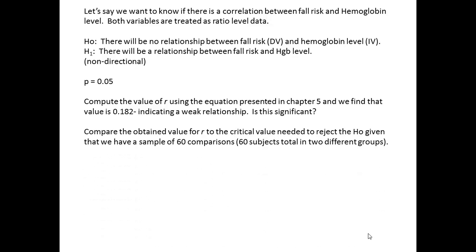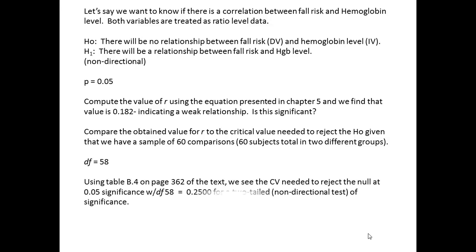We can compare our obtained value for this correlation to the critical value needed to reject the null if we have a sample of 60 comparisons. So our degrees of freedom is 58 since we're looking at 60 subjects from 2 different groups. Using the table on page 362 of your book, we see that the critical value needed to reject the null at 0.05 significance with 58 degrees of freedom is 0.25 for a two-tailed test, again a non-directional test, of significance.